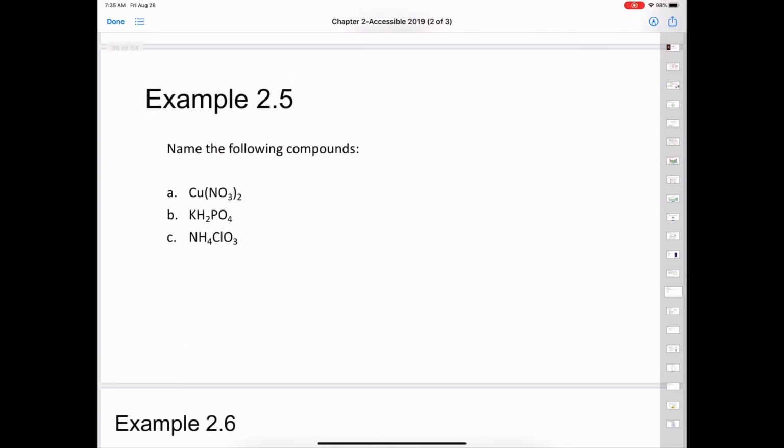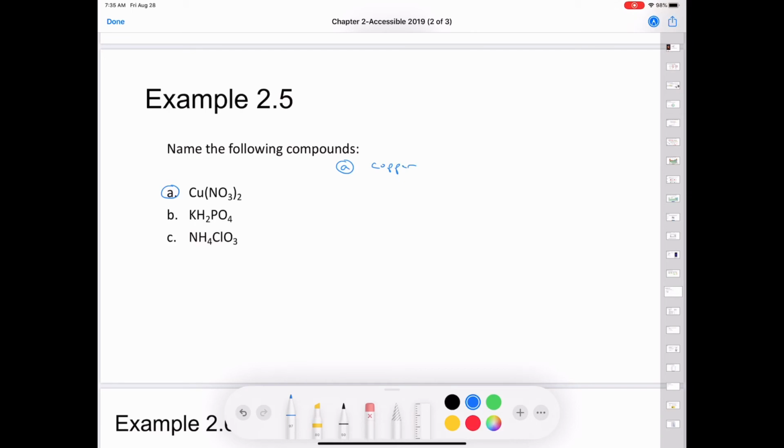Let's take a look at this example here. This is example 2.5. It says name the following compounds. And in order to name these, you have to be able to recognize some polyatomic ions. So let me just write down what I recognize right away. In A, I notice we have copper, right? We definitely have copper. What else do we have? We have NO3, and NO3 has a -1 charge, and it's called a nitrate. Okay, it's a nitrate.